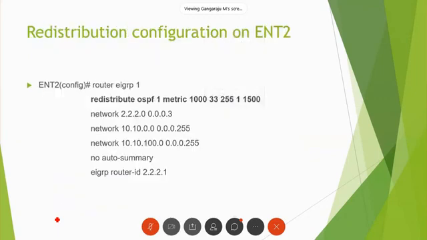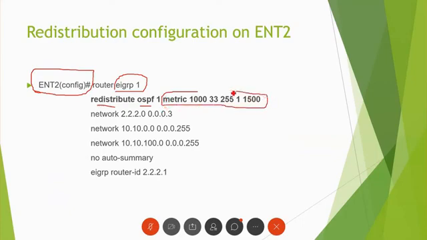So while configuring on ENT2, remember, only on the common router where both the protocols are available, we can enable redistribution. So in the EIGRP protocol, we are specifying redistribute OSPF. Now, remember, I told you additional parameters are required for certain protocols. So this is the additional parameter required for EIGRP. Without these parameters, if you configure redistribution, the routes will disappear.